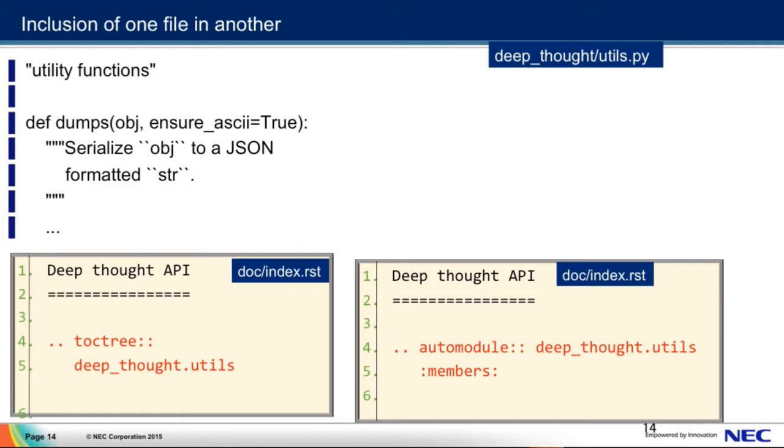There are many things, like if you want to include some other file, say there is a deep thought utils.py file, and you want to include this file in any of your other files in your documentation, then you can do it in two ways. Either, if you want to show the whole content of the new file inside your original file, you can use the automodule annotation. Otherwise, if you want to just give a link of your new document in the original one, then you can use the toctree annotation. Just in the next line of your toctree, you need to mention the name of your file.